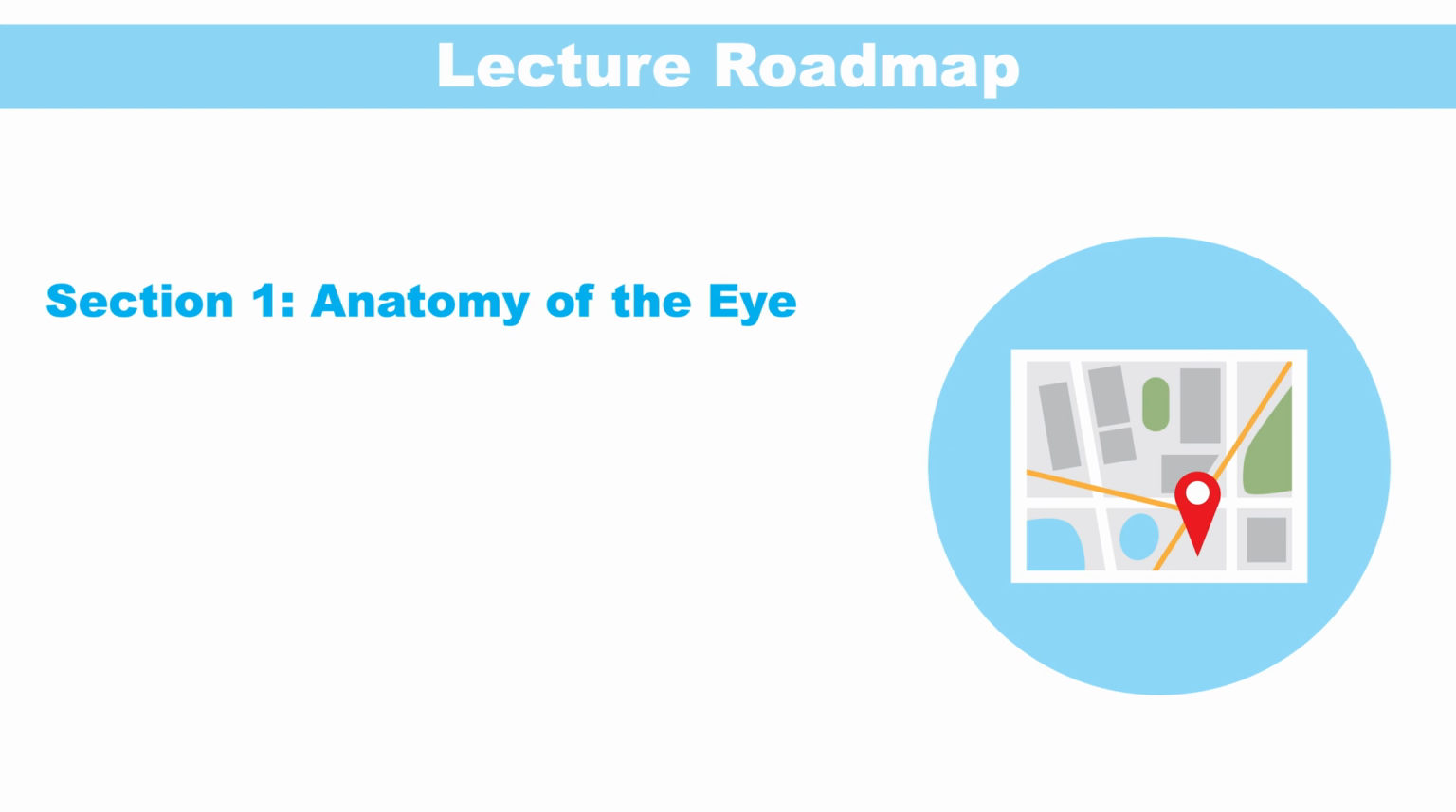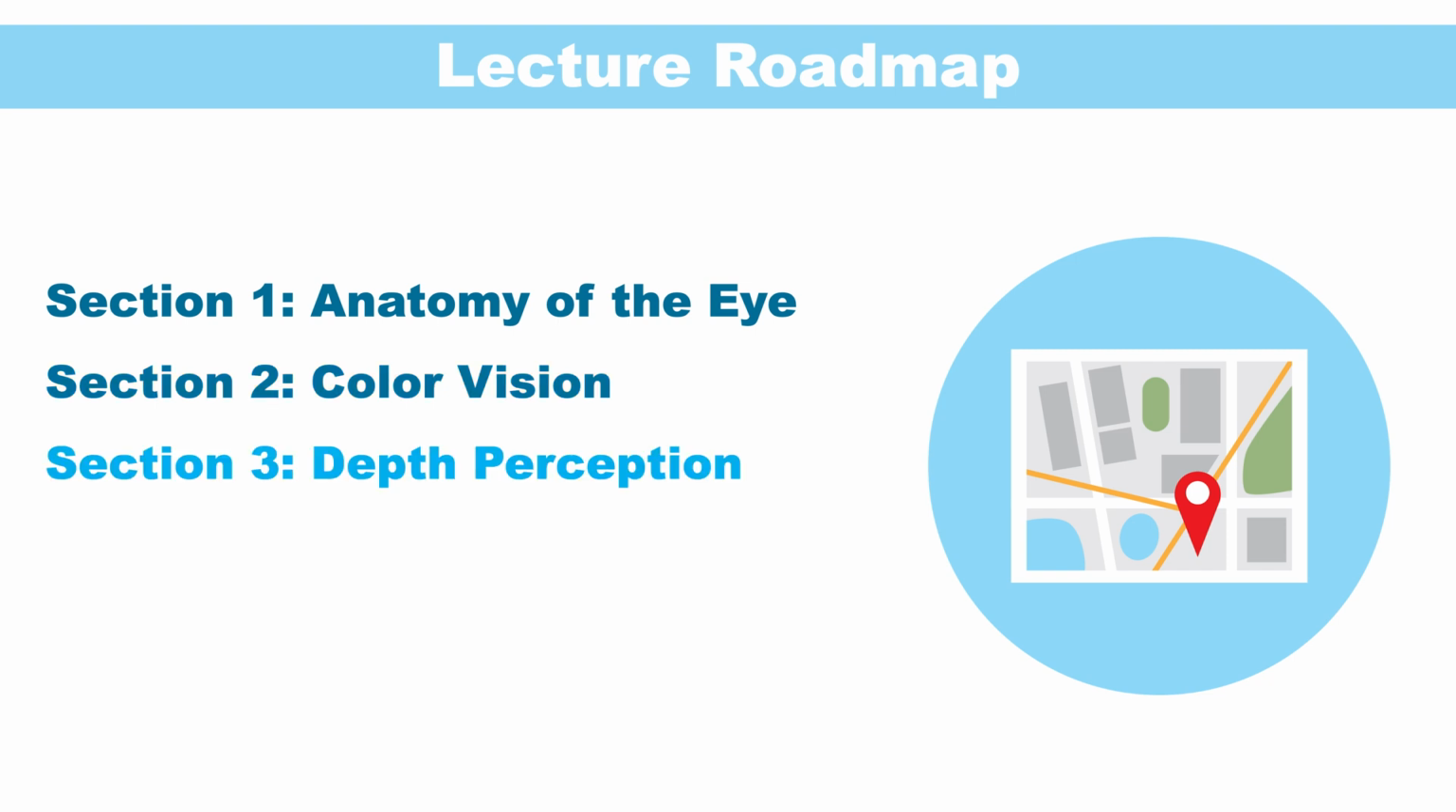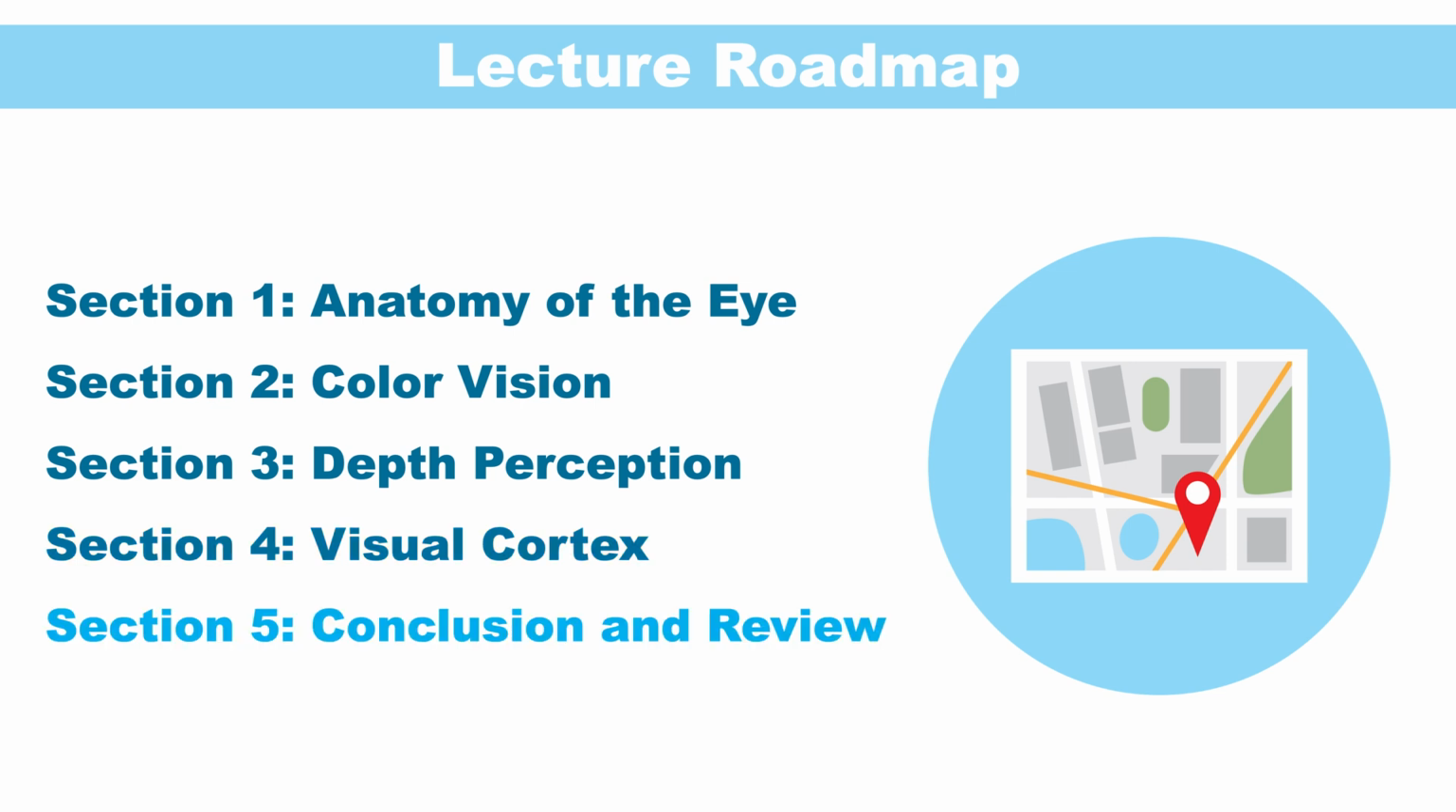Here's a roadmap of what we'll be looking at today. We'll start with the anatomy of the eye, how light enters your eyes and becomes a signal your brain can understand. Then we'll explore color vision, how we see the full spectrum and why some people perceive color a bit differently. We'll take a look at depth perception, how your brain creates a 3D model of the world from 2D images. And finally, we'll uncover how the visual cortex processes all this information to build your visual experience. Then we'll wrap up with our conclusion and a bit of review.